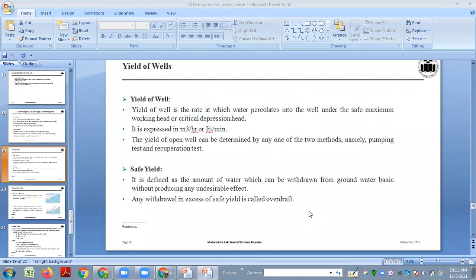Okay, म्हणजे या लेवल पर्यंत जर सेफली, okay, without disturbing the groundwater basin, okay, and undesirable effect, you can leave the water, then it is a safe yield. Okay, so without withdrawal of excess, म्हणजे याच्यापेक्षा जास्त जर पाणी तुम्ही एक्सेस काढत असाल ग्राउंड लेवलच्या बिलो, then it is called as overdraft. Okay, so what is the depression head? We can see depression and working head. So depending on that you can find the yield of the well.